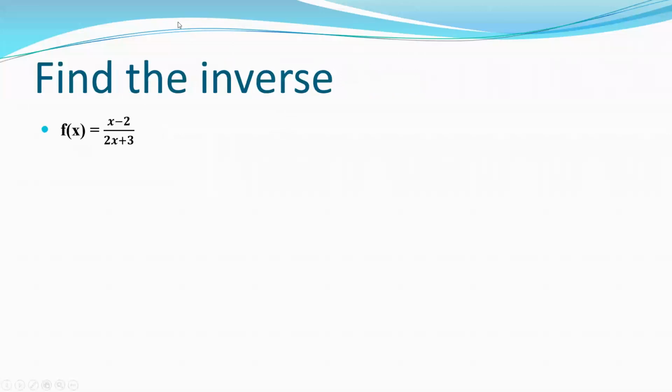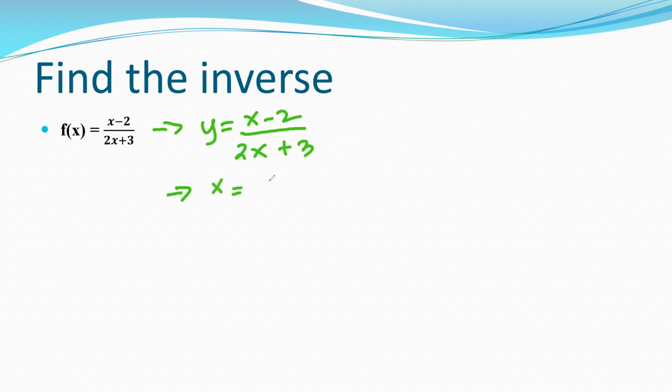Another example, how do we find the inverse of a rational function? First, we need to change this function into an equation. So this will become y is equal to x minus 2 all over 2x plus 3. And then, just like the second step of what we did with our linear equation, we need to change all x's with y and all y's with x. So y here will become x, and then x will become y. So x is equal to y minus 2 over 2y plus 3.